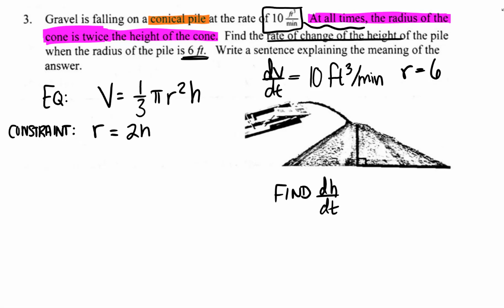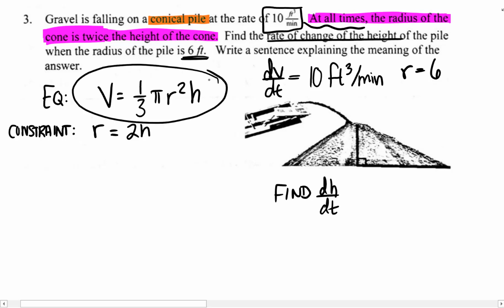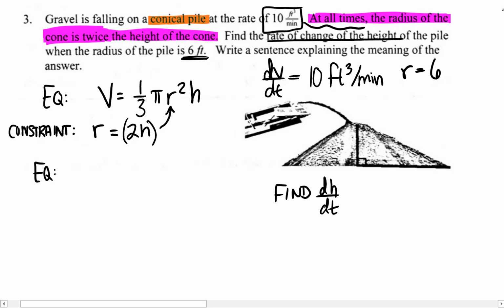I have a relationship between r and h, so I'm either going to turn this equation into a function of just r or a function of just h. But which one? Since I want to find dh/dt, I don't want to get rid of the h's. So instead, I want to plug in the equivalent value for r in terms of h. That's what I'm going to do. My objective equation is getting simplified or rewritten so that I have fewer variables. r is 2h. Simplify this.